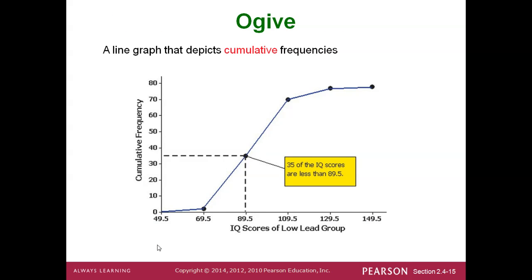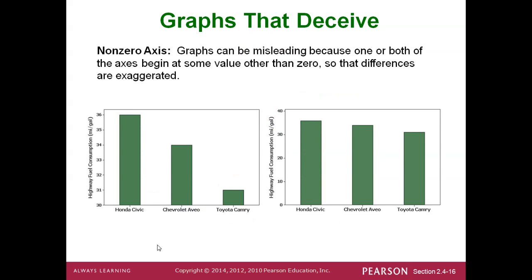So there's a different type. An ogive is how you say that name. Cumulative frequencies is all it is. It's just cumulative frequencies on a line graph. But there are different ways to do that. All right, here, let's talk about graphs that deceive.